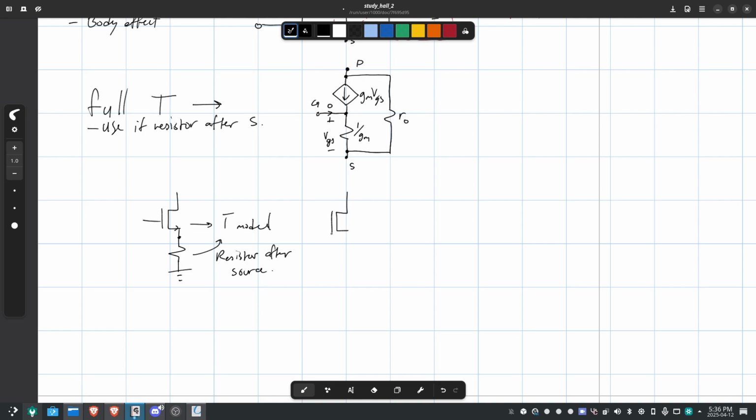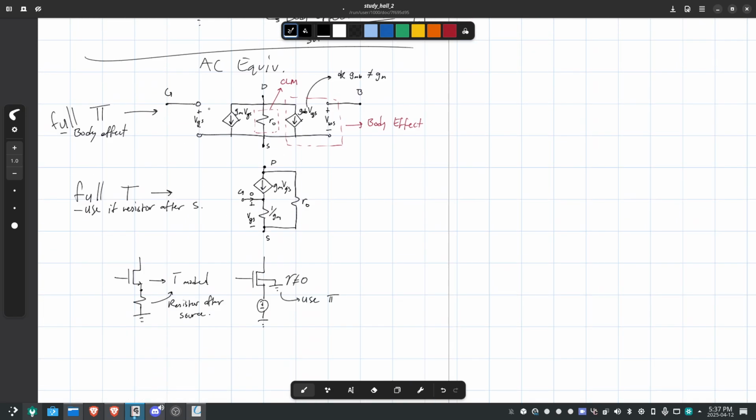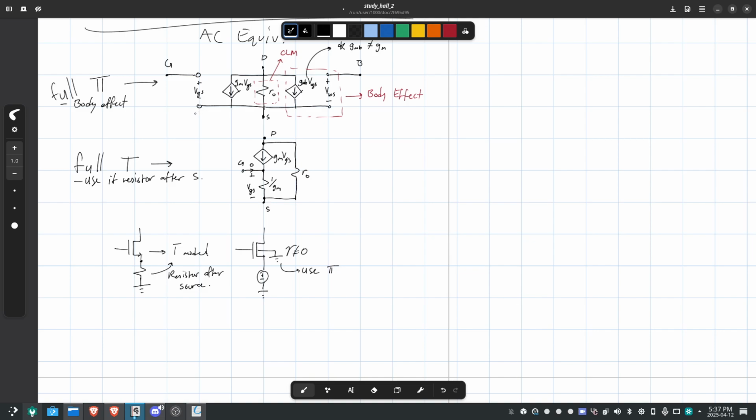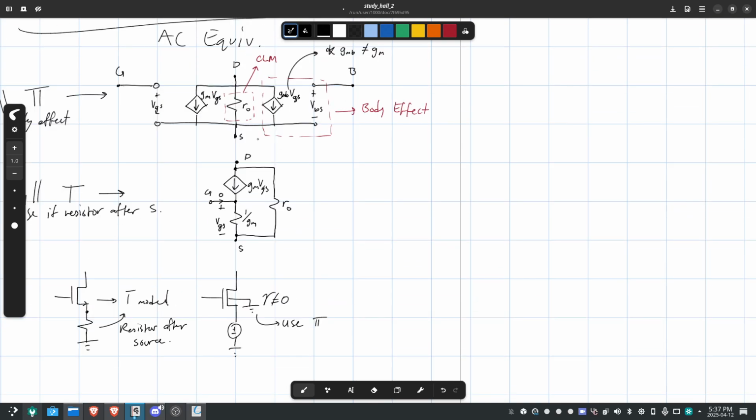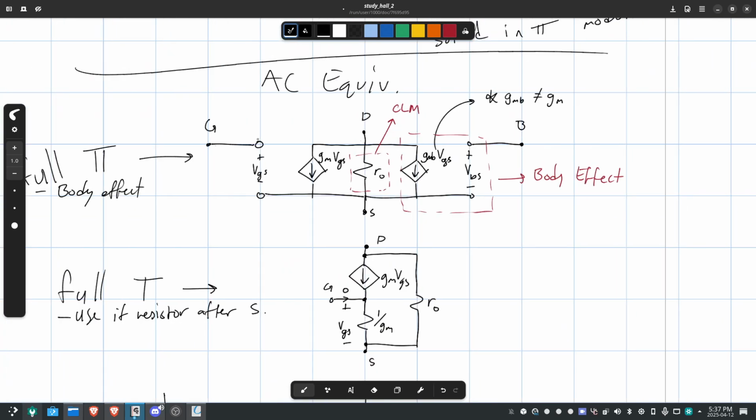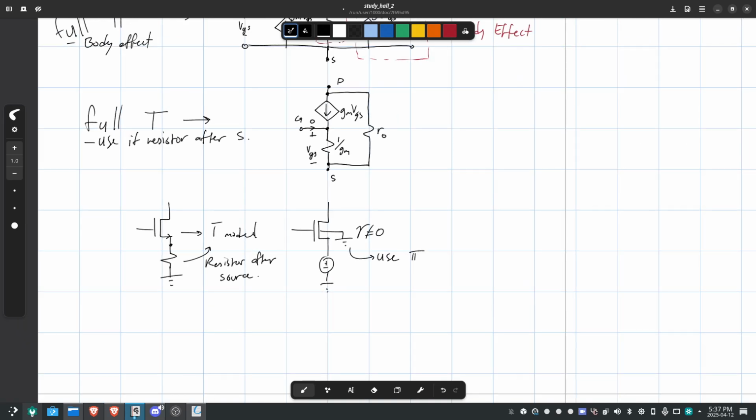If there's a body effect like so, and you're told that gamma is not 0, use pi model. The pi model for NMOS and PMOS are the same. Yes. Actually, the only difference is the direction, right? But VGS is already going to be negative, so that factors into it already. So it's the same thing, really.